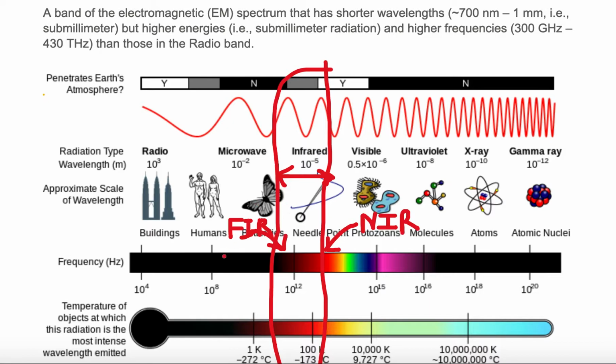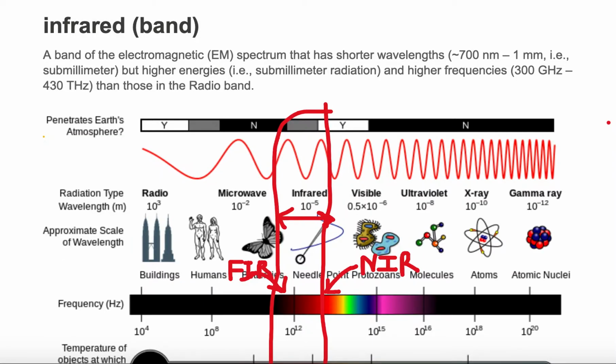The thickness of a needle would be a sub-millimeter length of wave. Now we're also getting into these higher frequencies, therefore the energies are getting higher. We have a higher radiation type than the radio band. This defines the infrared band.